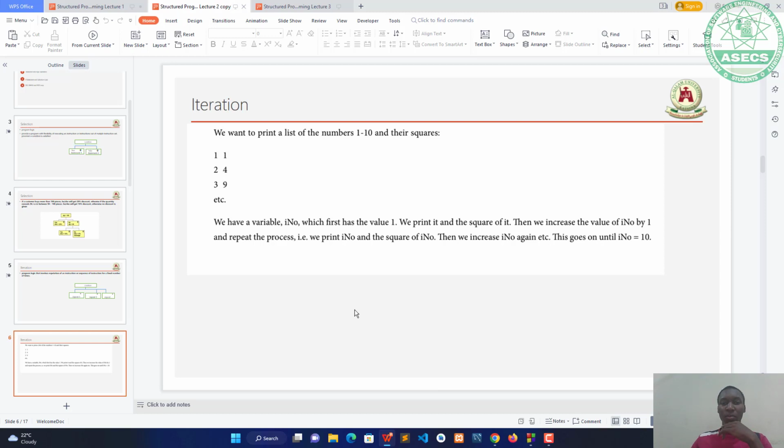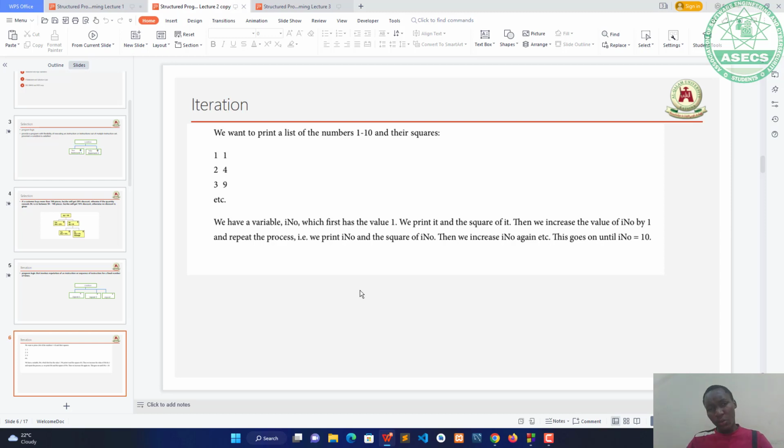We have to print a list of numbers 1 to 10 and their squares. Ana so printing number daga 1 to 10. Amma yin printing number kuma cire square na shi. Shine rest power na shi kenan. In an ce 1, 1 rest power 1 1 ne. In an ce 2, 2 rest power 2, 2 times 2 is 4. In an ce 3, 3 rest power 3 is 9, which means 3 times 3 is 9. Wannan shine square na so.